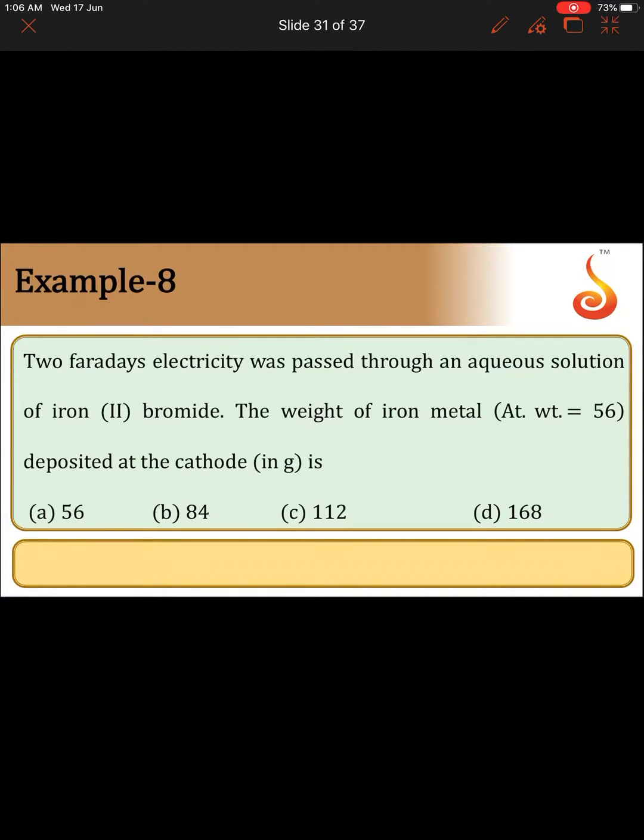2 Faraday of electricity was passed through an aqueous solution of iron(II) bromide. The weight of iron metal deposited at the cathode is? First of all, the cathode reaction is: Fe²⁺ will undergo reduction to form Fe. So iron is deposited at the cathode.